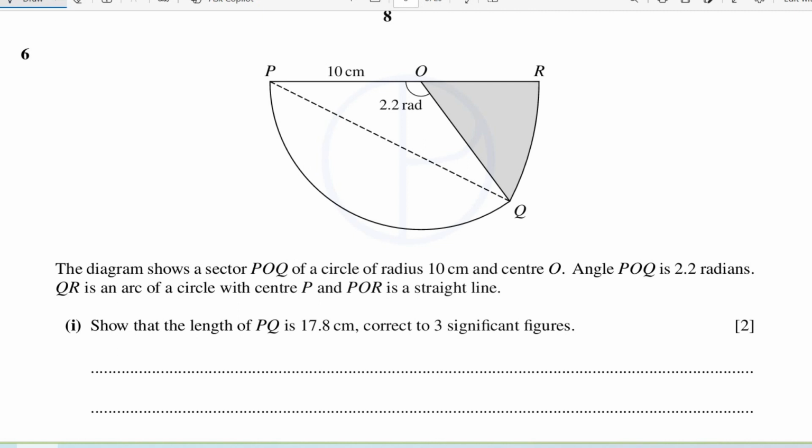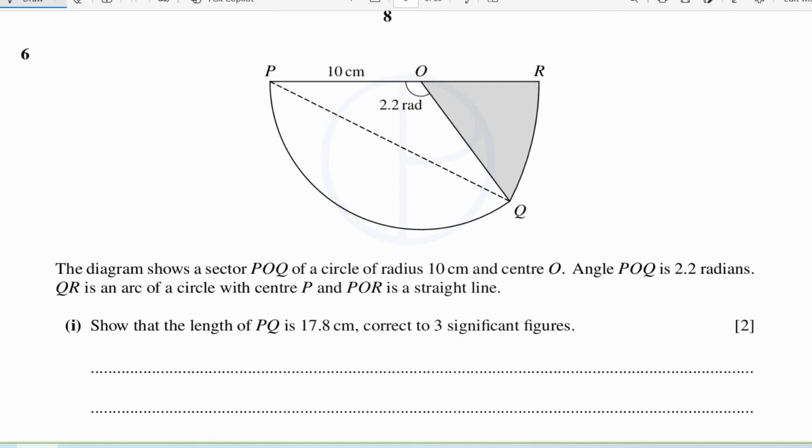Sector POQ of a circle of radius 10 cm and center O, angle POQ is 2.2 radians. QR is an arc of a circle with center P and POR is a straight line. Show that the length of PQ is 17.8 cm, correct to 3 significant figures.